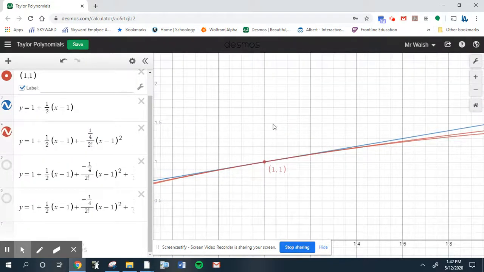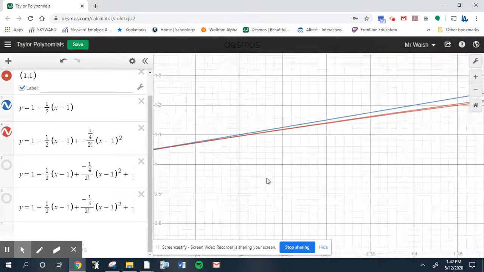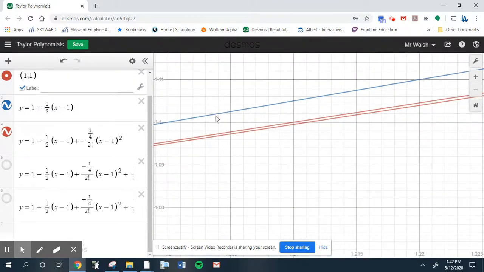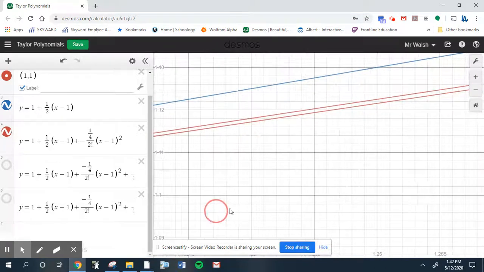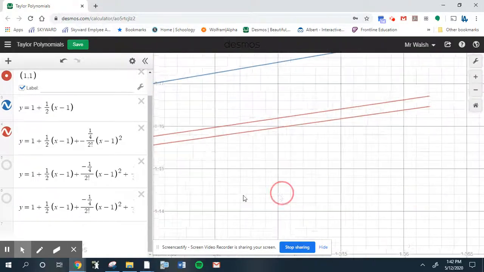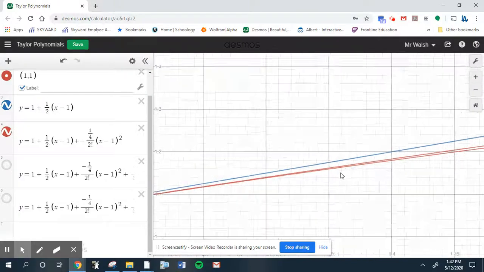If we zoom in closely, you see that blue line? That was our linear function. These two red lines, I don't know which is which, but they are the second derivative polynomial and the original function. You can clearly see how much closer that approximates the graph. It hangs on it for a much longer time and much closer. So that's what that does for us.